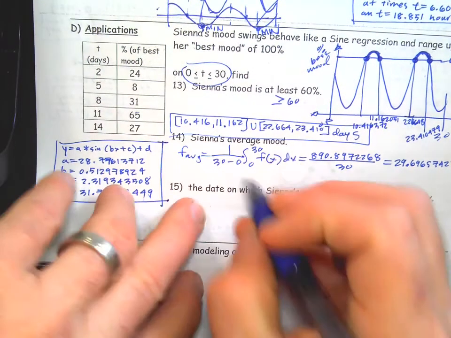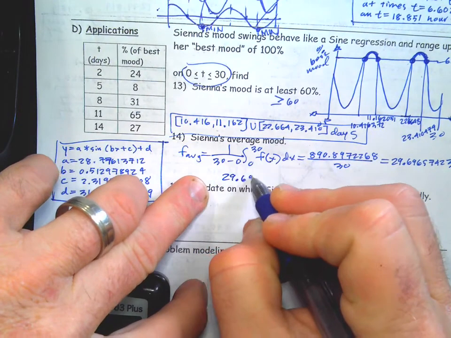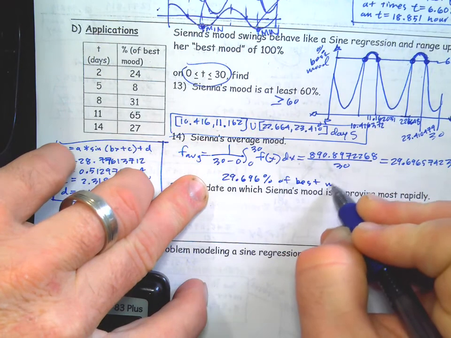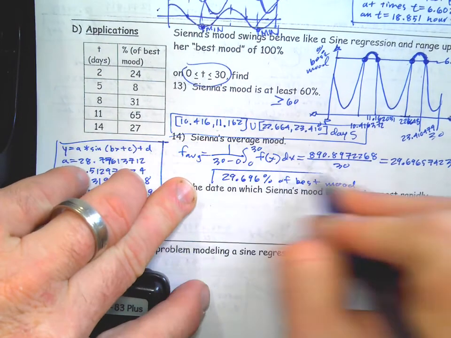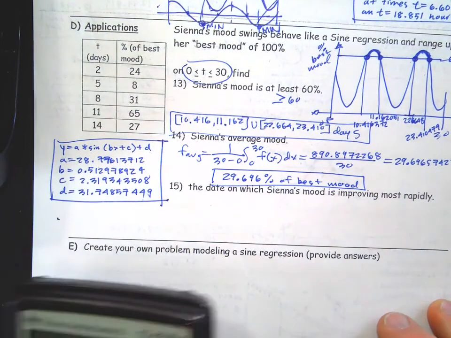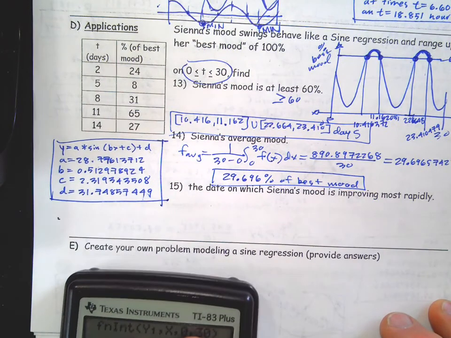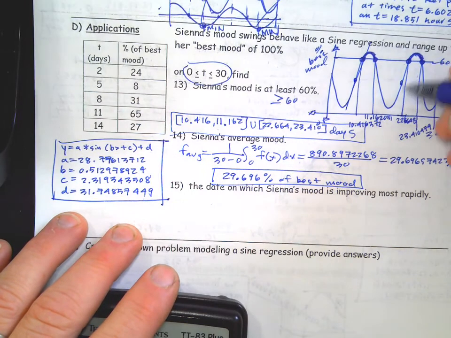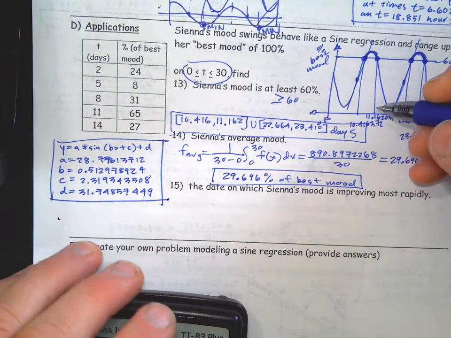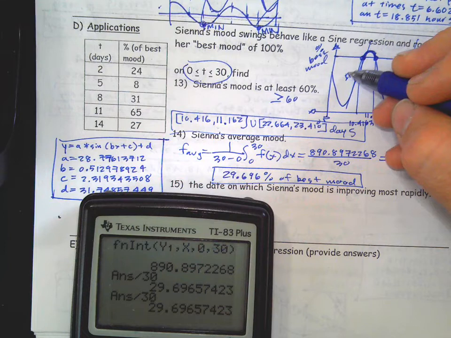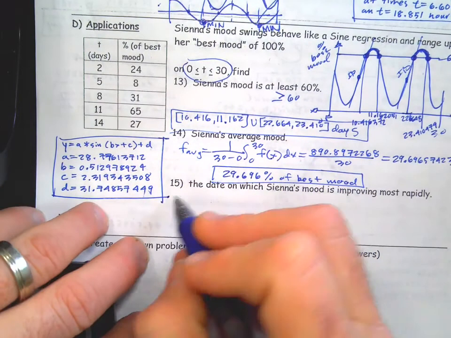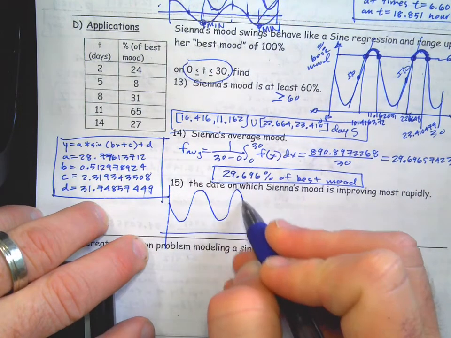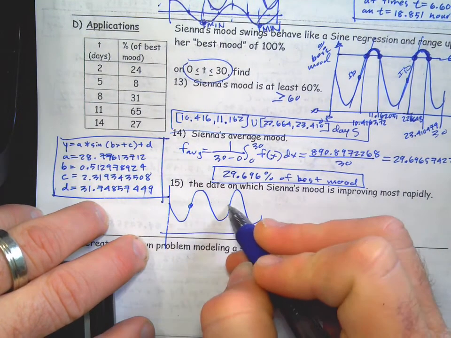Okay. Now the answer is going to be 29.696% of best mood was her average mood. Okay. Date on which Siena's mood is improving most rapidly. The date. Well, that'd be when it's going up the most, there and there. So I'd say there's 2 spots. We got to find those. Those are like inflection points, right? So we're going to graph the derivative graph and find those max derivatives.